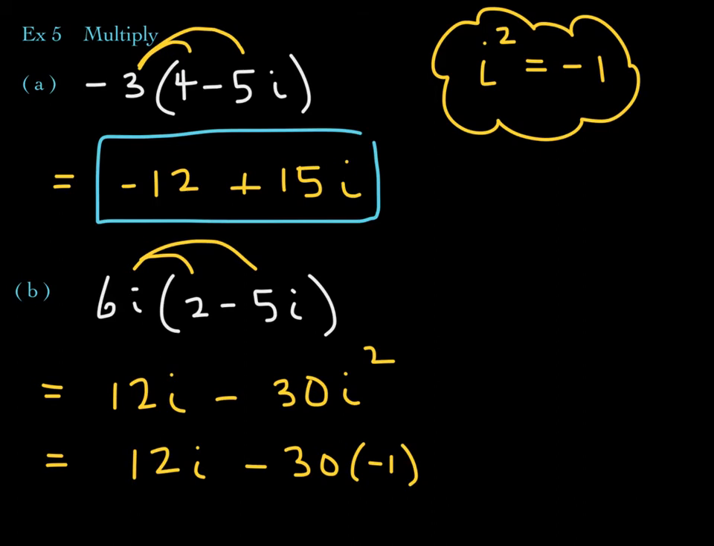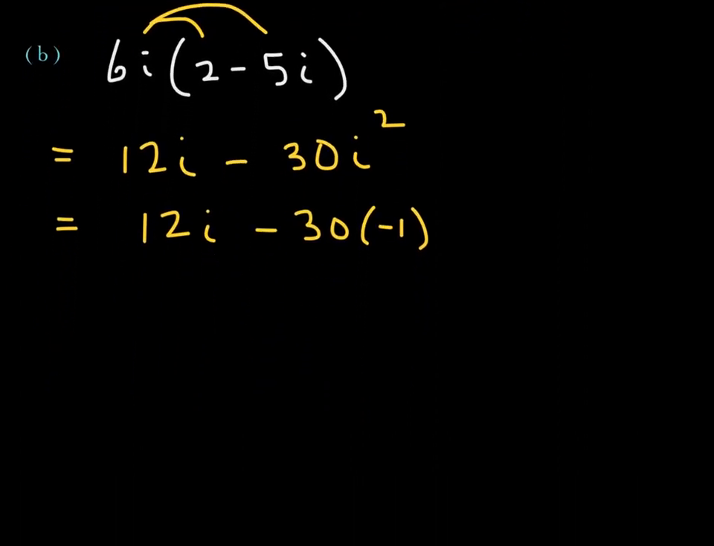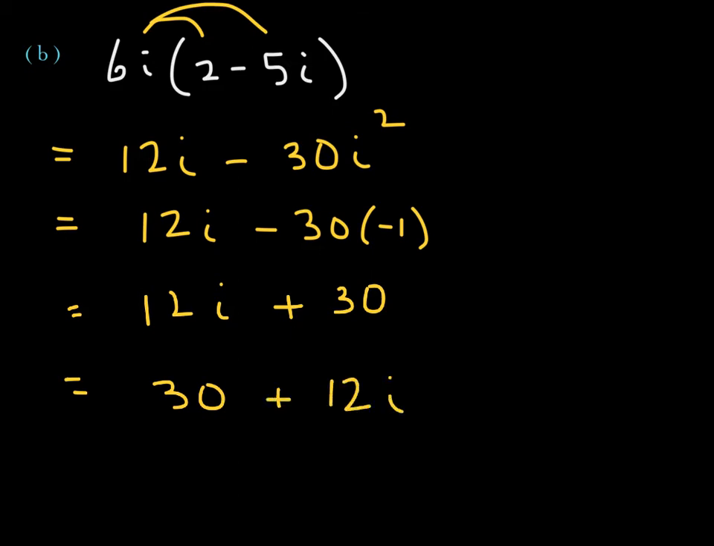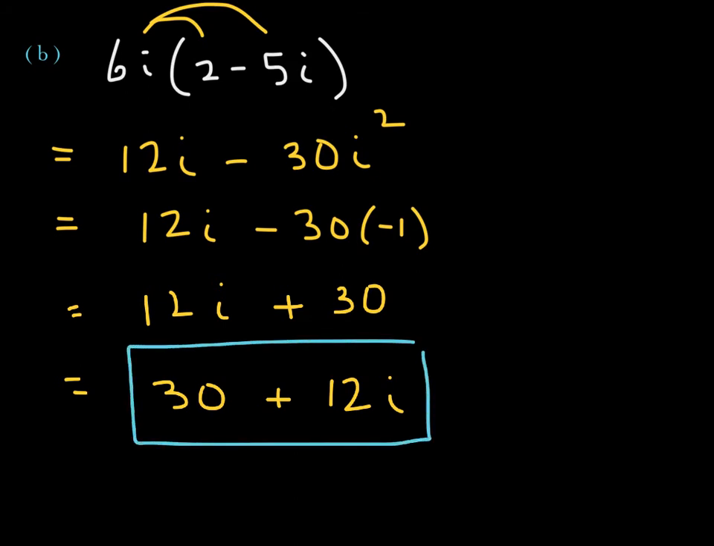Now, don't forget that i squared is equivalent to negative 1. So this turns out to be 12i plus 30. Usually we write the real part first. Let me rewrite this as 30 plus 12i. That wasn't too bad, was it? It was distribution like you've always done. The only thing that you have to be cautious about is, don't forget i squared is equal to negative 1.